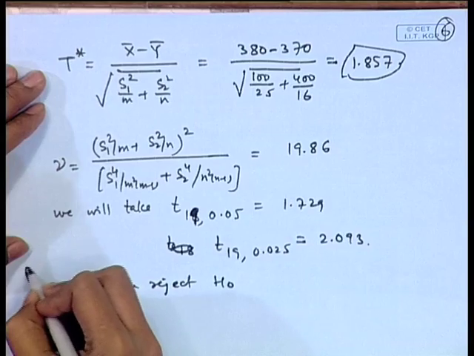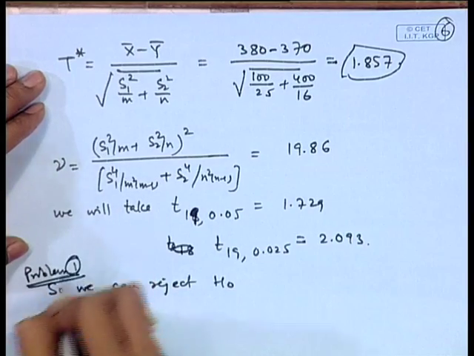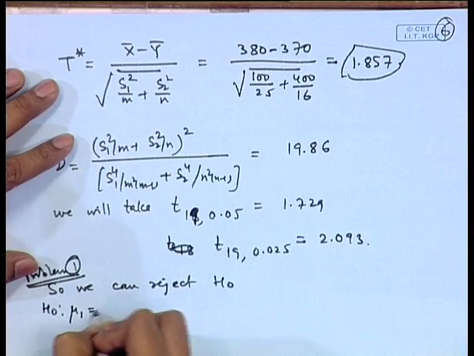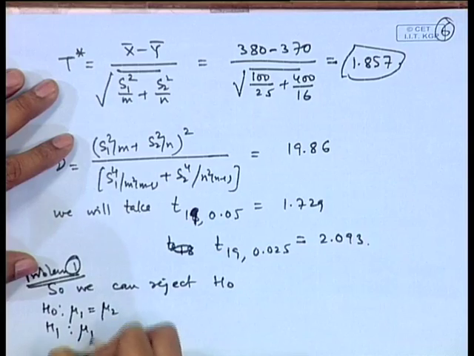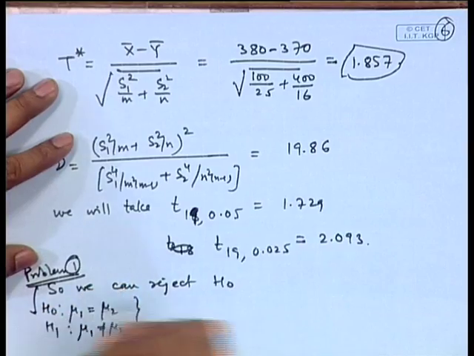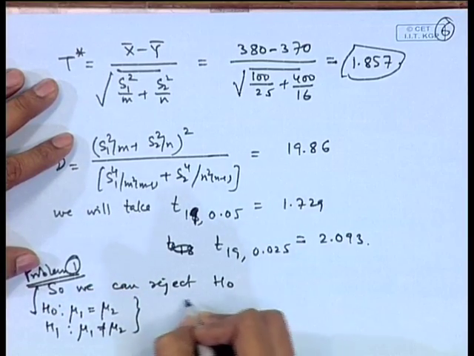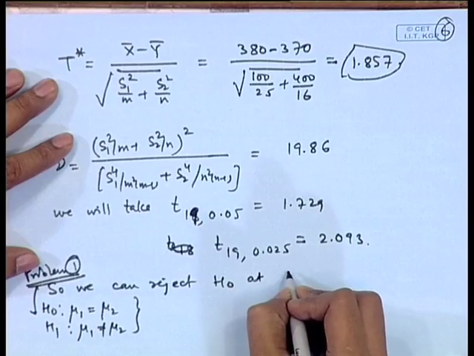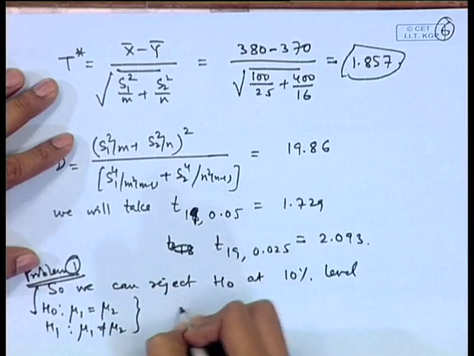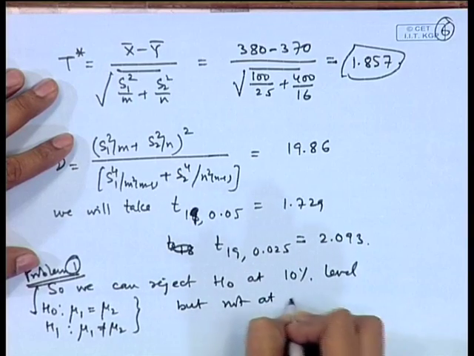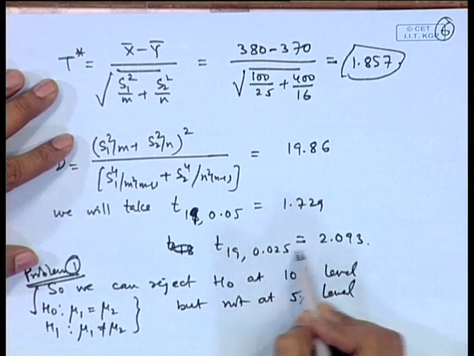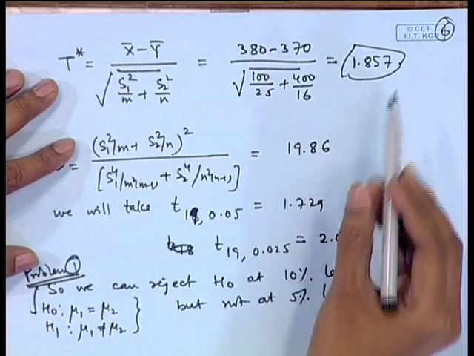Suppose I am considering testing problem 1. In that case, suppose I am considering H naught: mu 1 is equal to mu 2 against say H 1: mu 1 is not equal to mu 2. If I am considering this, then we can reject H naught at 10% level, but not at 5% level, because at 5% level T alpha by 2 value will be 0.025, that is 2.093, which is larger than this.